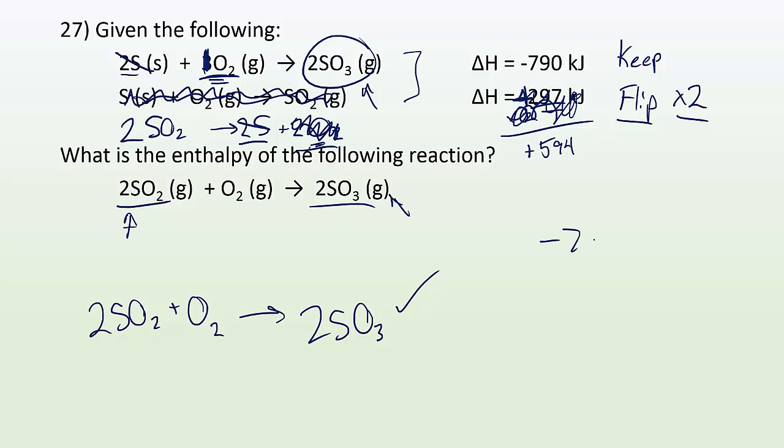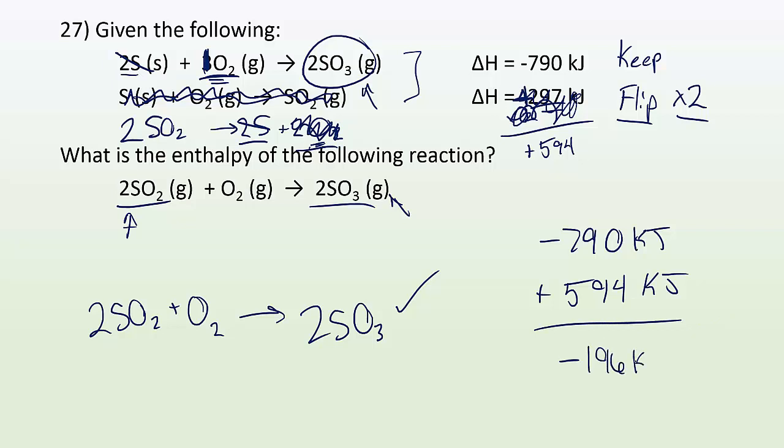I have a negative 790 from the first equation that I didn't do anything to, and I have a positive 594 from the second equation that I had to flip and double. So then I add them together and I get a negative 196 kilojoules. And that's how you do that.